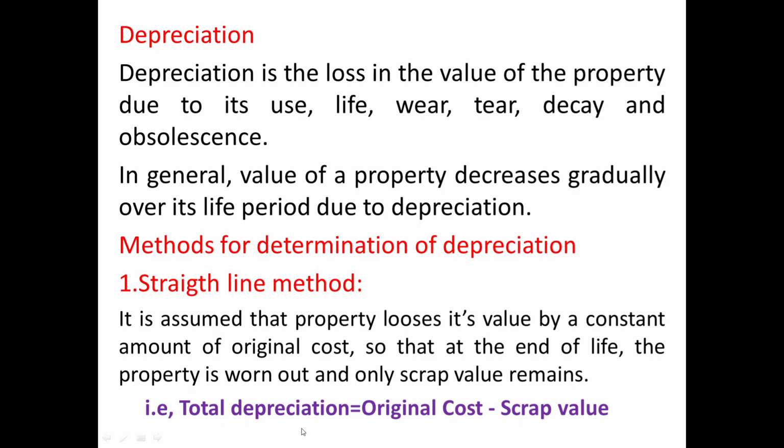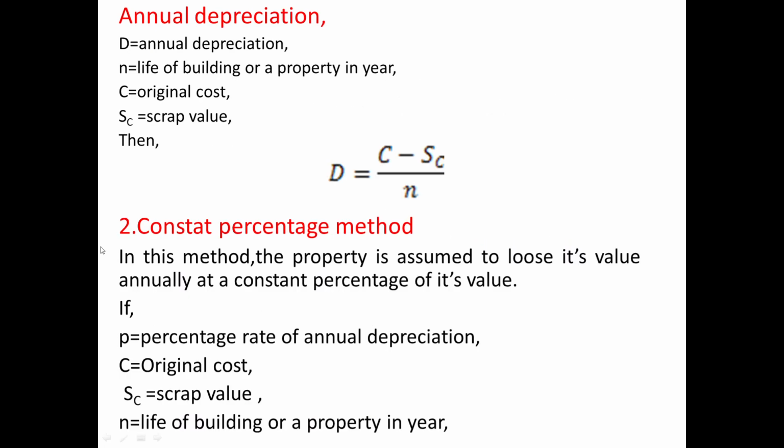Thus the total depreciation will be equal to original cost minus scrap value, because after life is over we are getting scrap value. We know the original cost, so original cost minus scrap value, that will be the difference, that will be called as total depreciation, and it will take place over the total life of the property or building. Now here D is the annual depreciation, the constant amount of depreciation that we have to work out, and that is applicable every year.